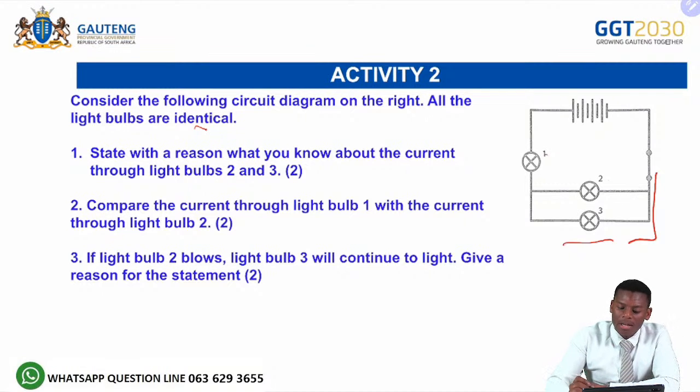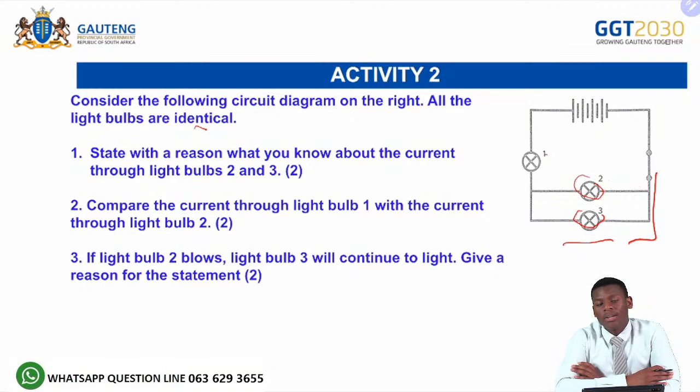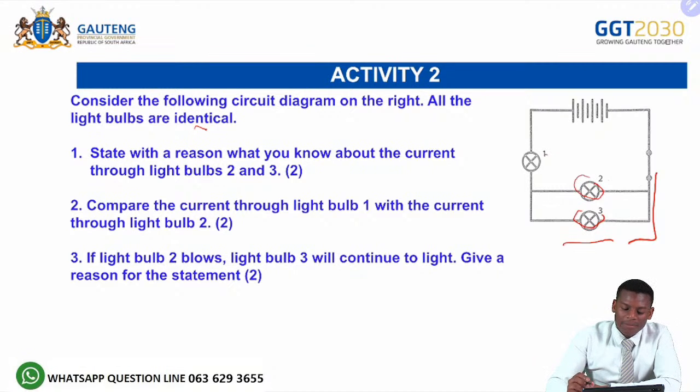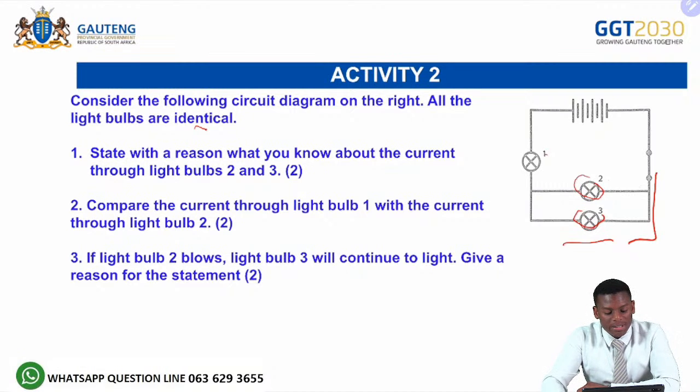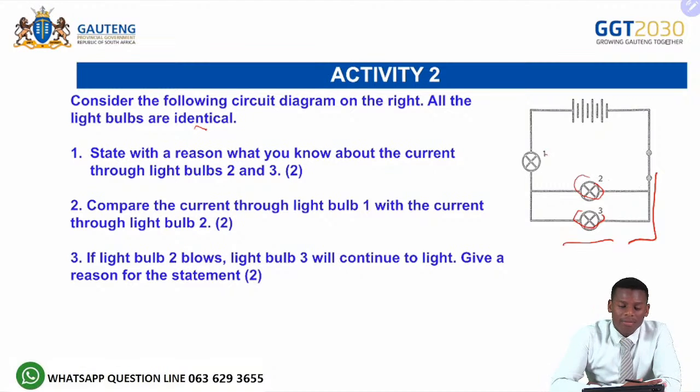light bulbs 2 and light bulb 3. What can you say? What is the reason about the current that's flowing through light bulb 2 and 3? The second question says, compare the current through the light bulb 1 with the current through light bulb 2. And the third question says, if the light bulb 2 blows, light bulb 3 will continue to light. Interesting. We also should give a reason for that.